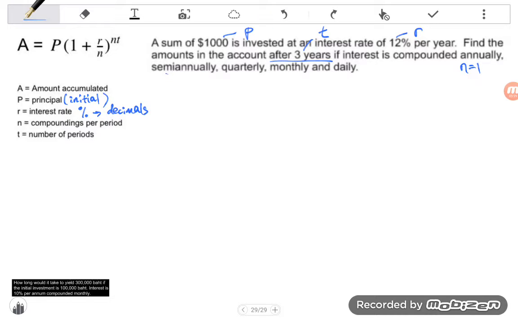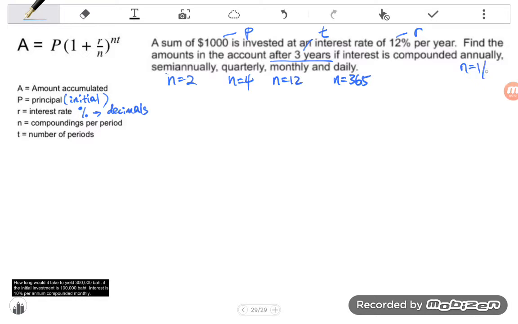Semi-annually means every half a year I will get the interest, which means I will get paid 2 times a year. Quarterly means I will get it every 3 months, so in a year I'll get paid 4 times. Monthly I'll get paid 12 times. Daily I'll get paid 365. Every day I'm gonna get some interest.